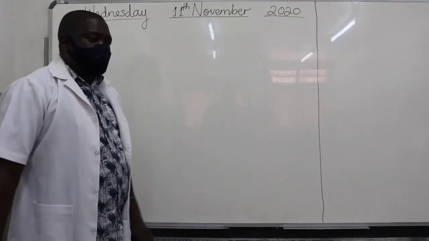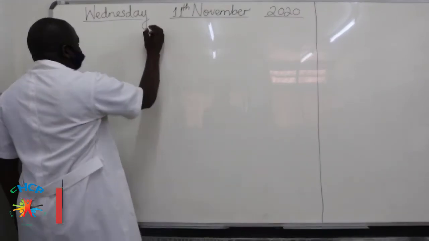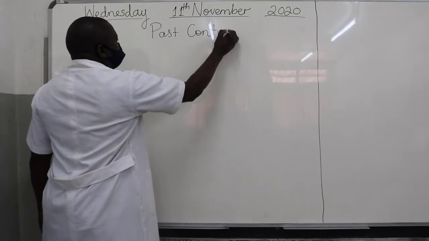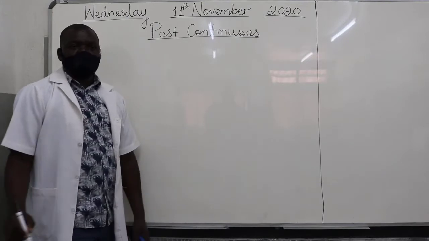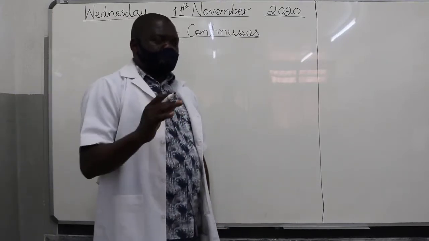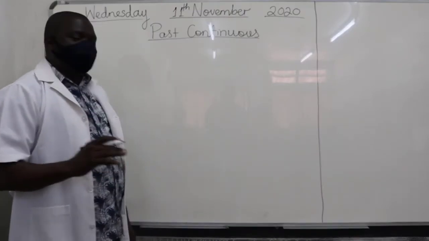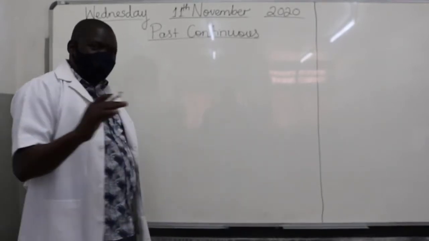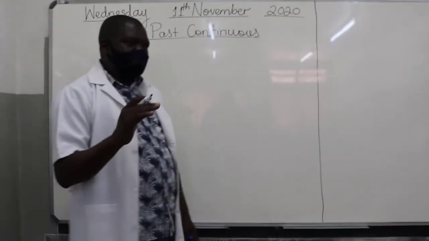Okay. Today we are going to talk about the past continuous tense. So our topic is past continuous. What you need to know about this tense is that it describes an action that was in progress in the past. An action that was in progress in the past.